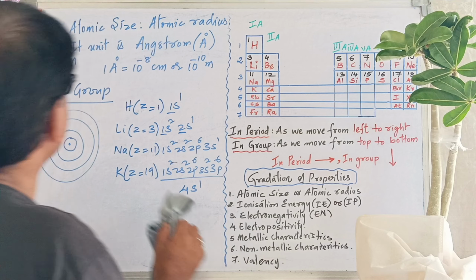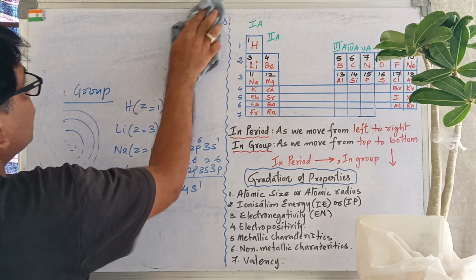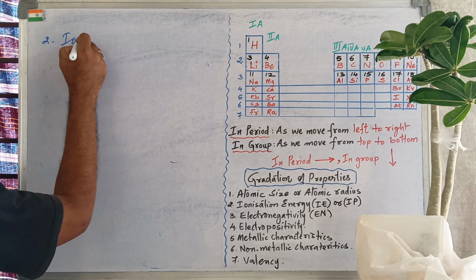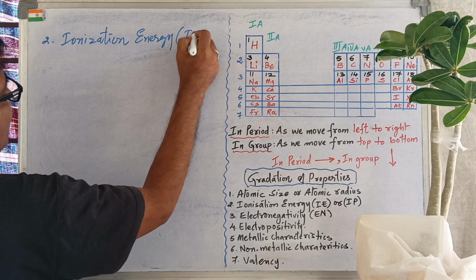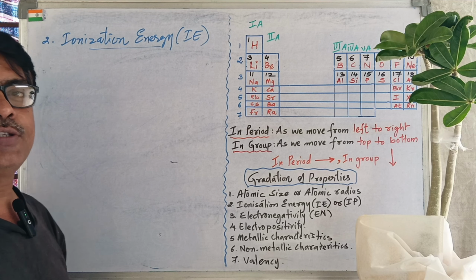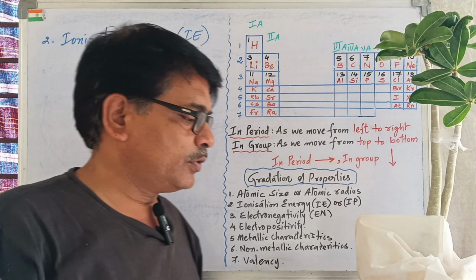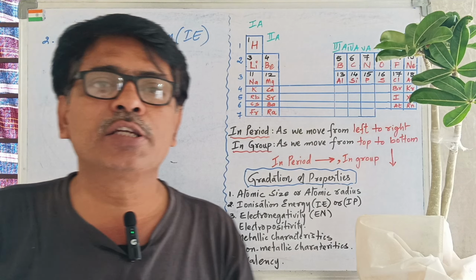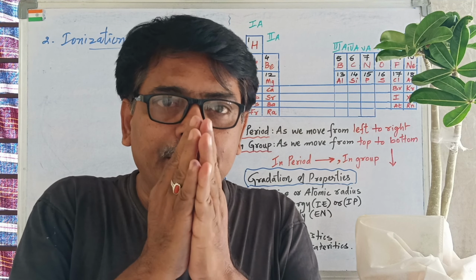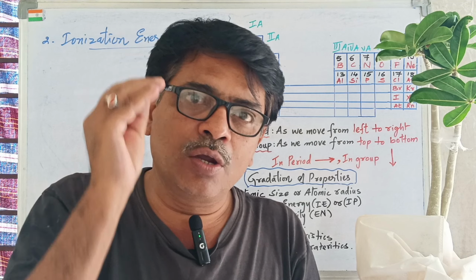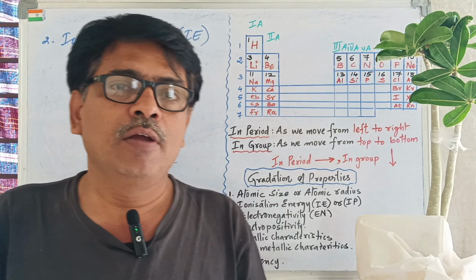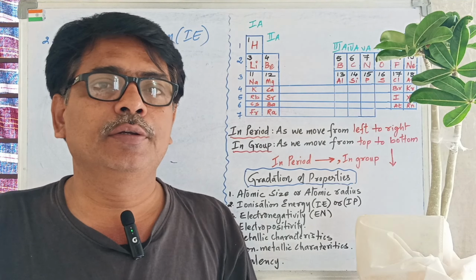Now, the next topic, the second topic, is ionization energy. In short, it is called IE. There is one more name for this. It is also called ionization potential. Don't get confused, sometimes in the exam they ask by the second name. Now listen to the definition. It is the minimum energy required to remove an electron from the outermost orbit.